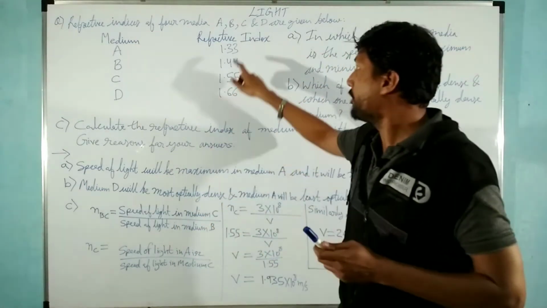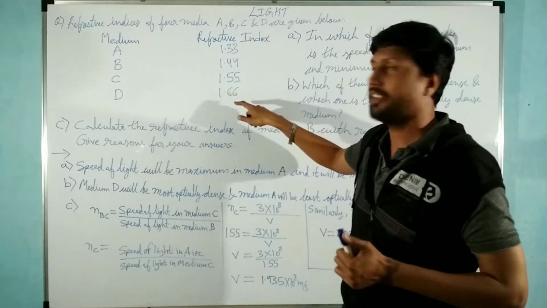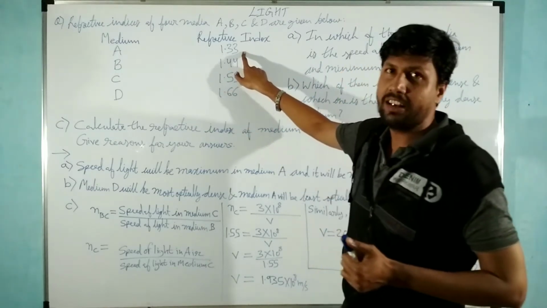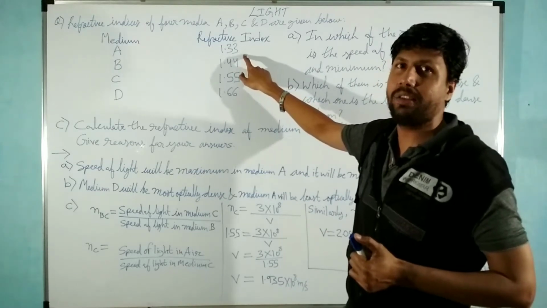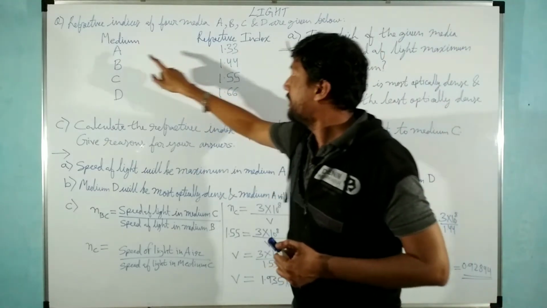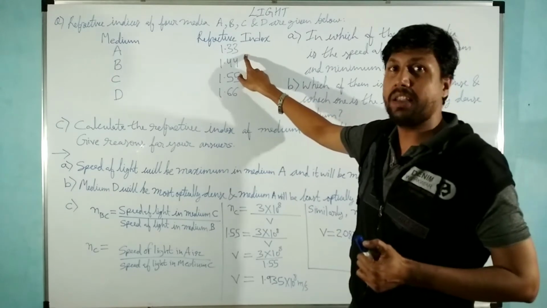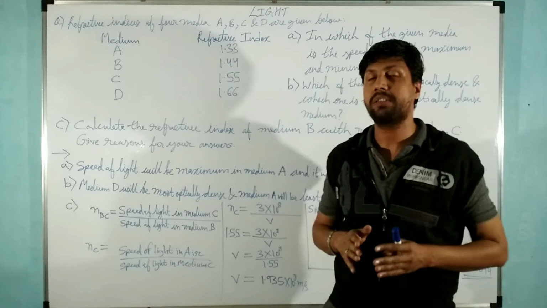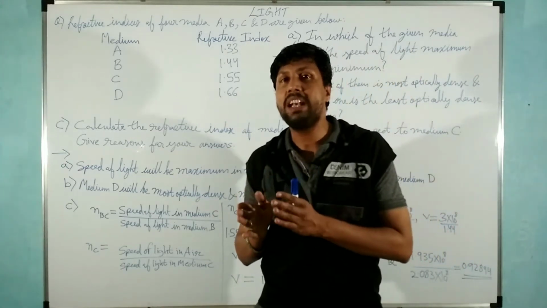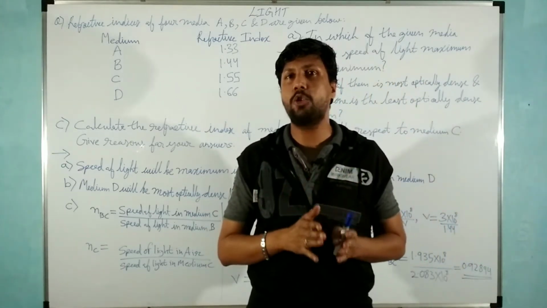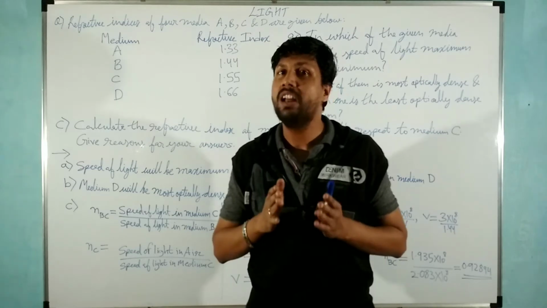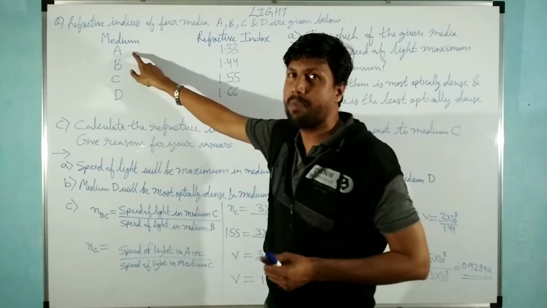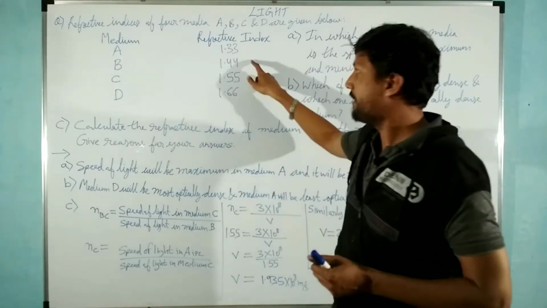Now these are the values of refractive index of the respective media. This value is 1.33. So what does it indicate? It indicates the absolute refractive index of medium A. Now what is absolute refractive index? Refractive index of any medium with respect to air or vacuum is called the absolute refractive index. So these are the values of absolute refractive index of media A, B, C, D.